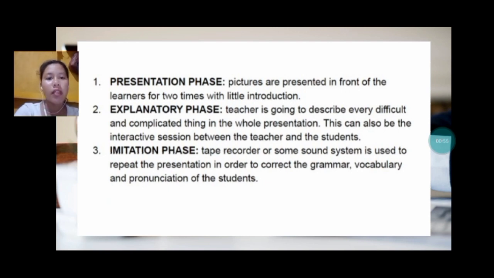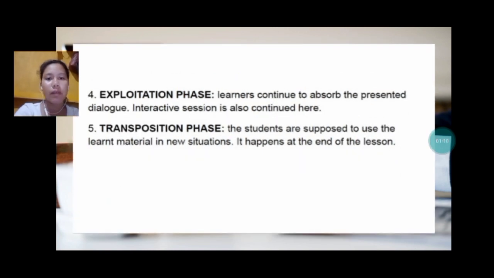Third is the imitation phase. In the imitation phase, tape recorder and some sound system is used to repeat the presentation in order to correct the grammar, vocabulary, and pronunciation of the students. The fourth phase is the exploitation phase. The learners continue to absorb the presented dialogue, and interactive session is also continued here.